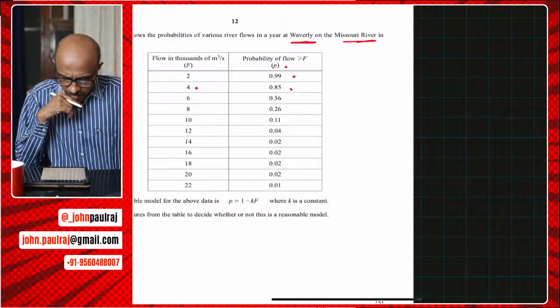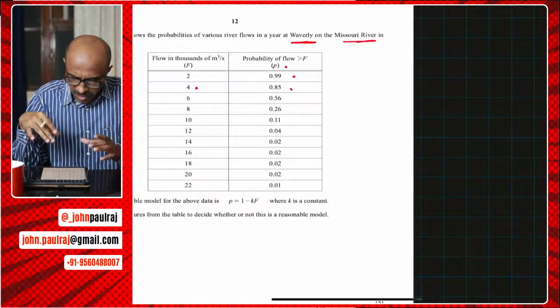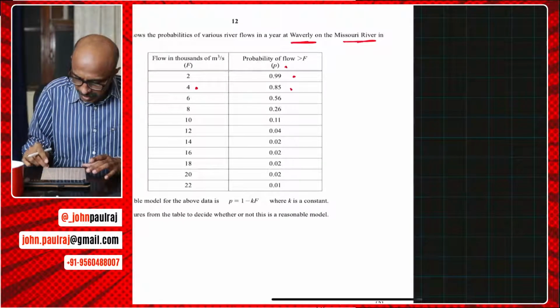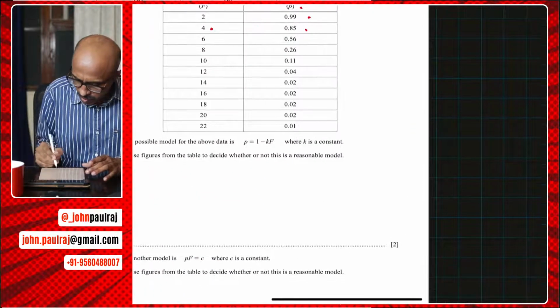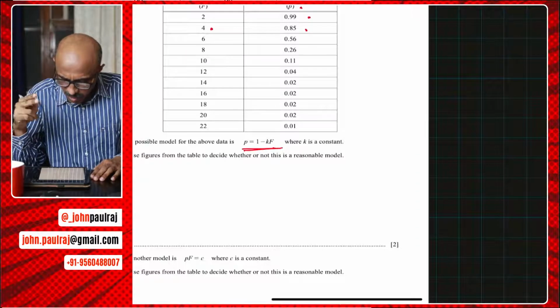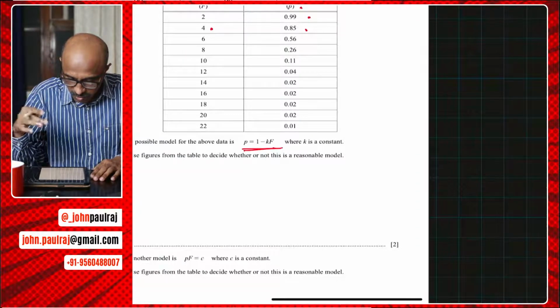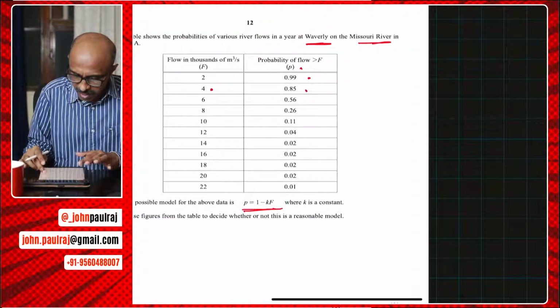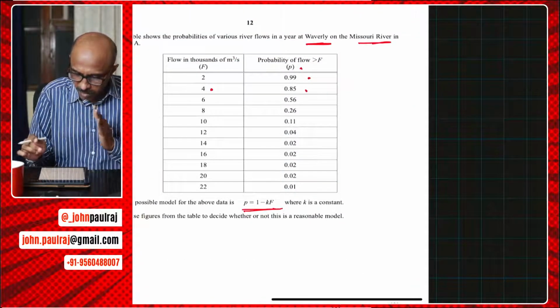All right. A possible model for this data, or this table, a possible model for the above data is, now they've given something here, p is equal to 1 minus k times f, where k is a constant. Use figures from the table to decide whether or not this is a reasonable model. Okay, so they've given a model, p is equal to 1 minus kf, and F is the flow, and p is the probability.